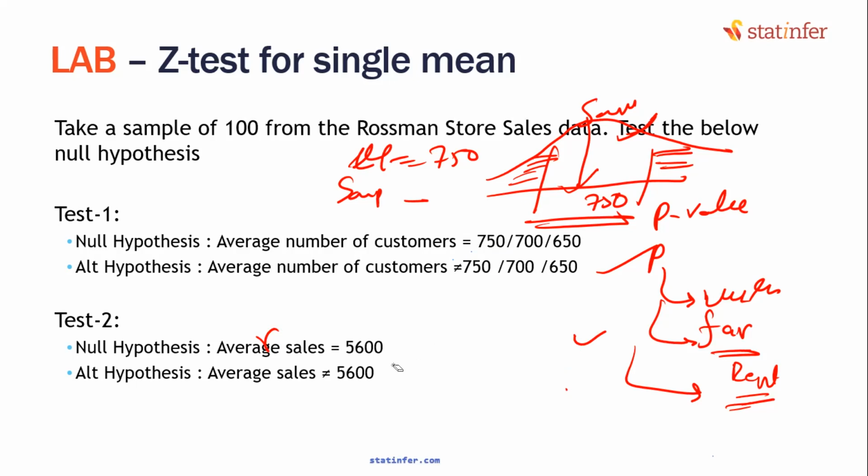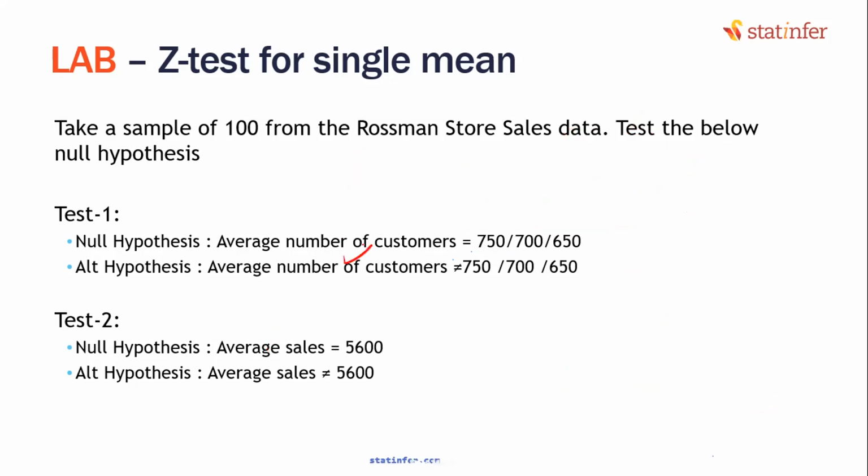Similarly, the other hypothesis that I want you to test, that is the first test. This is the first example. The second example is about the sales. The average sales is 5,600. We want to test whether it is higher than 5,600, lower than 5,600, or near 5,600. This is the test for a single mean. Let us do this testing of hypothesis.